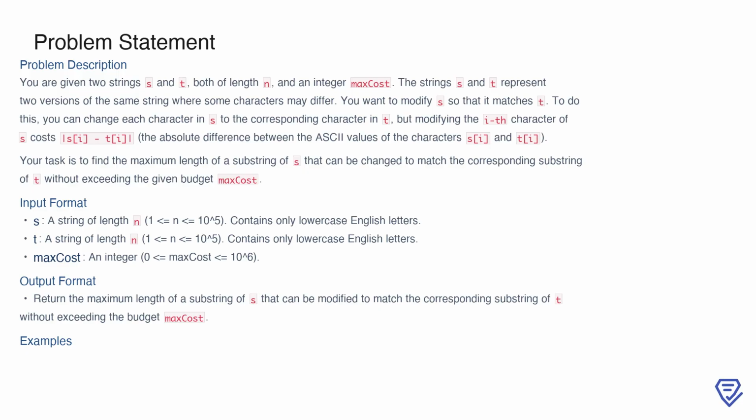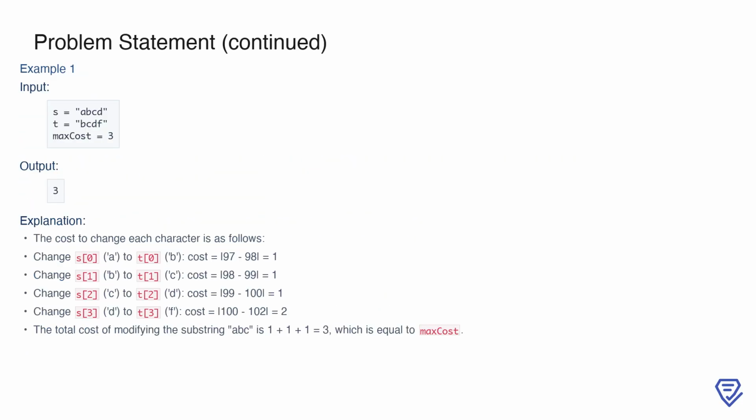The input includes the two strings, which have a length n ranging from 1 to 100,000, and the integer max cost, which can range from 0 to 1 million. The output will be an integer representing the maximum length of the valid substring. Now, let's look at an example to understand the problem better.